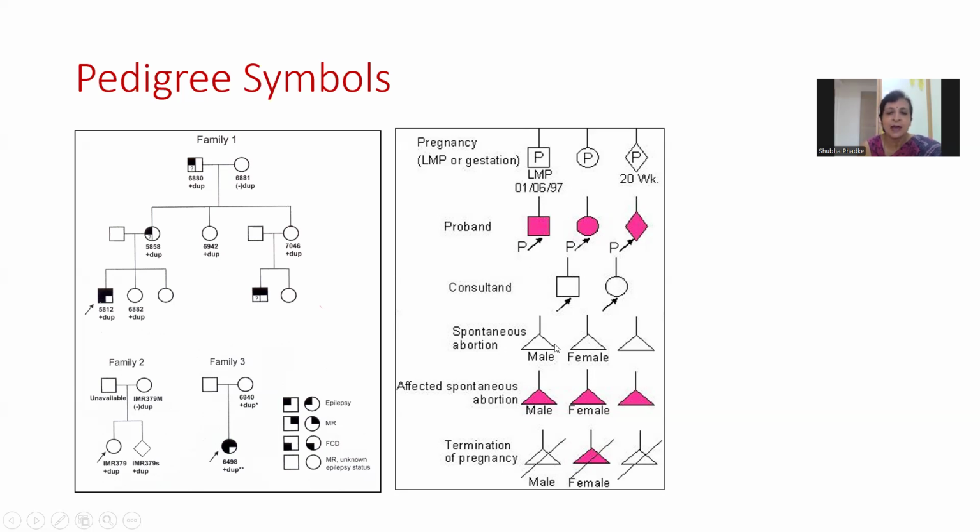Spontaneous abortions are triangles. If the spontaneously aborted fetus had some disorder or birth defect, it is shaded. If you terminate because of prenatal diagnosis of malformation, this is the sign where the triangle is shaded and then it is marked by a crossing line.